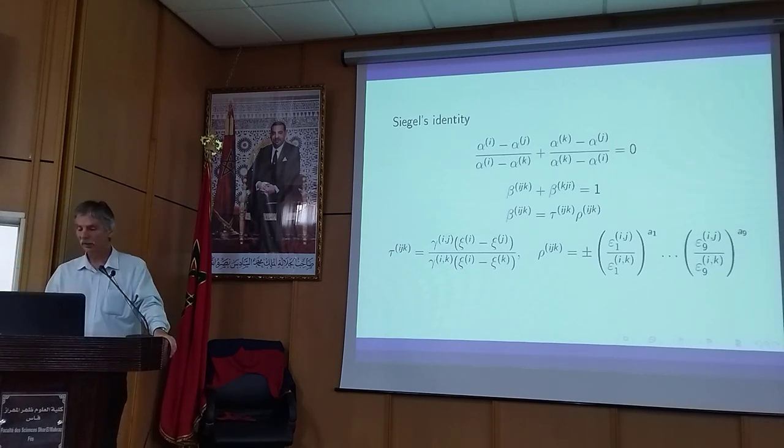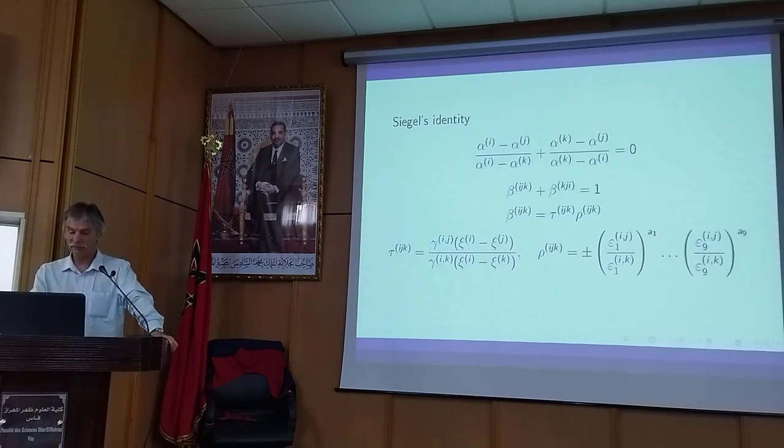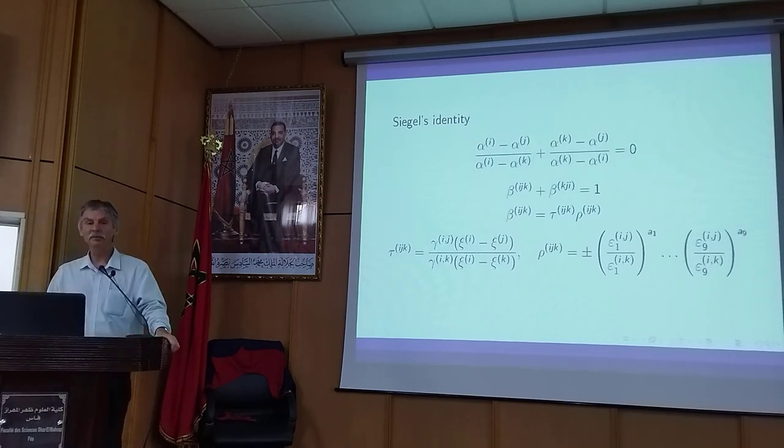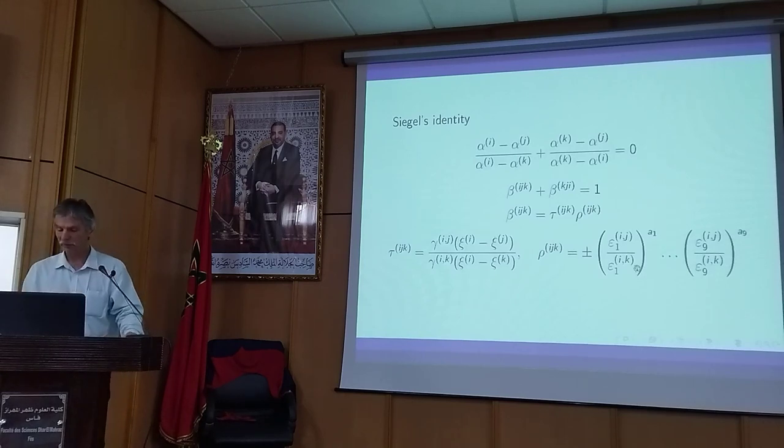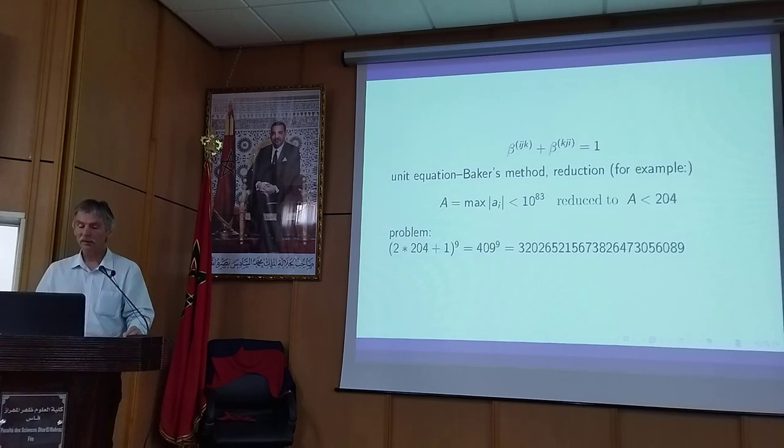So we have no other choice than to solve this so-called unit equation in the number field of degree 10. In general, we have this representation of the unit equation: two terms having sum equal to 1, and both terms are equal to a fixed algebraic number and a power product of certain fixed algebraic integers.